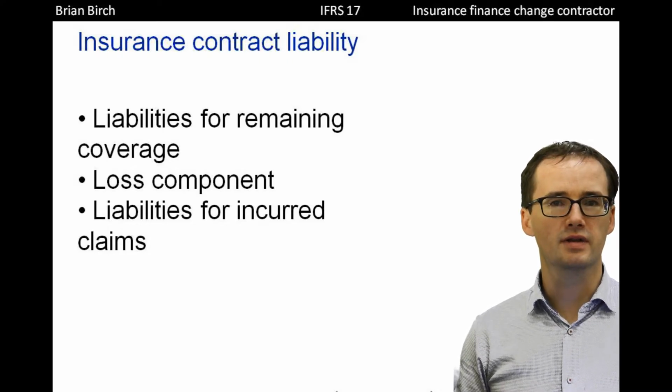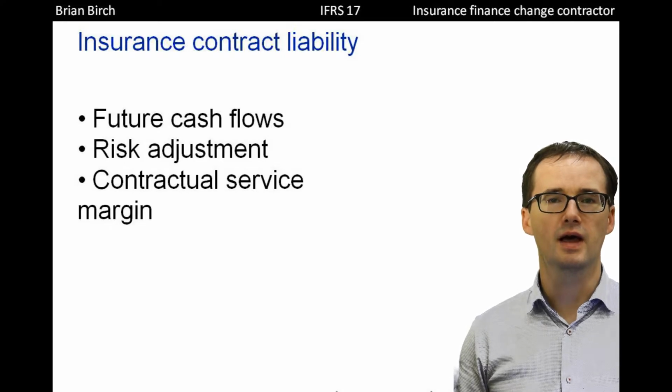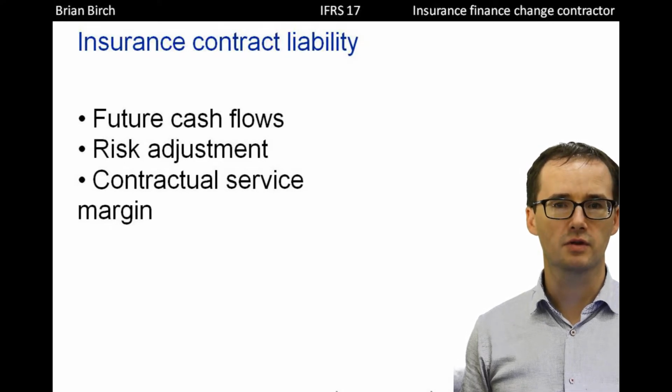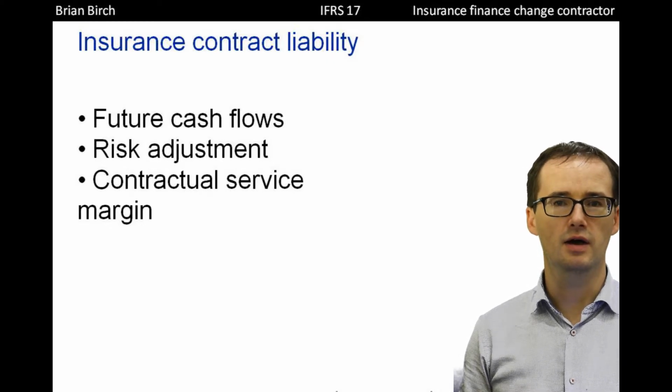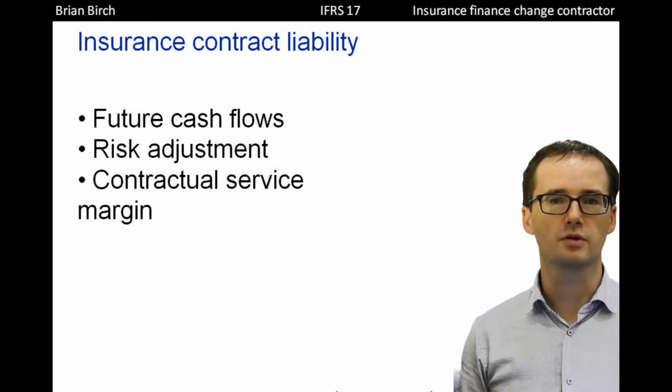The insurance contract liability can be broken down in a different way, and this is about future cash flows, a risk adjustment, and a contractual service margin. So again, another three numbers add up to the same insurance contract liability.